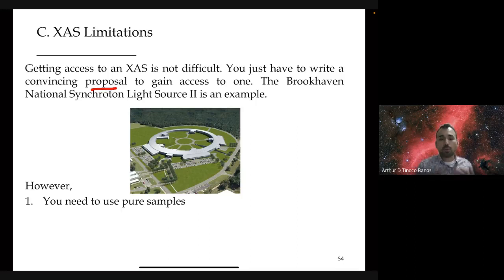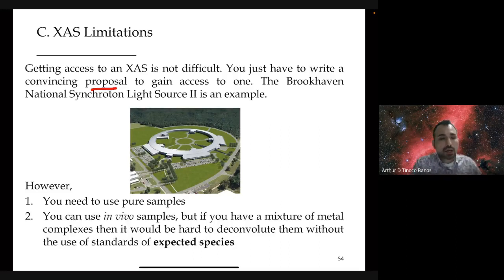All right, so what do you need? Well, typically you want to have pure samples. Although there are limitations, you can work around some of that. You can use in vivo samples. Obviously in vivo is not going to be pure. If you have a mixture of metal complexes, then it will be hard to deconvolute them. What I mean by deconvolute them is to know exactly which ones you have. But you can overcome this limitation by using standards of expected species.